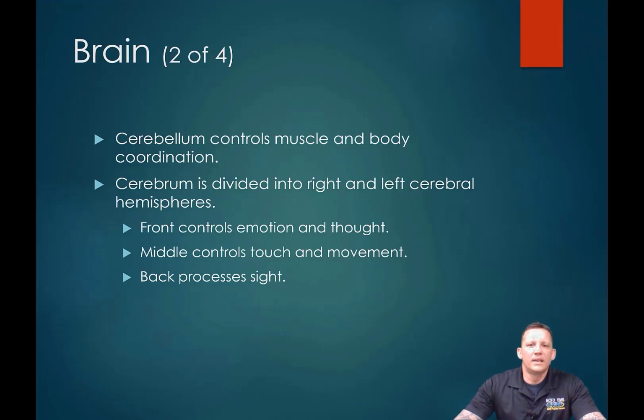There is the cerebrum, which is divided into the right and the left cerebral hemispheres. And so if you all look at an anatomical drawing of the brain, you can see that wavy pattern split into two large hemispheres. The front, again, controlling the emotion and the thought or the logic process. The middle controls the touch and movement, and the back processes sight. And that's all, again, in the cerebrum.